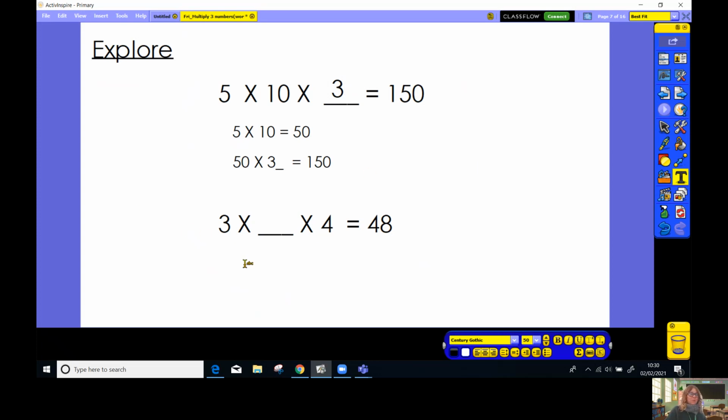My second question, I'd like you to pause the video and have a go at this one now. 3 multiplied by 4 equals 48. Pause the video and have a go. Well done. So we're going to start with these 2 numbers here, these 2 factors. Let's start off with here. So 3 times 4 equals, that's right, it equals 12.